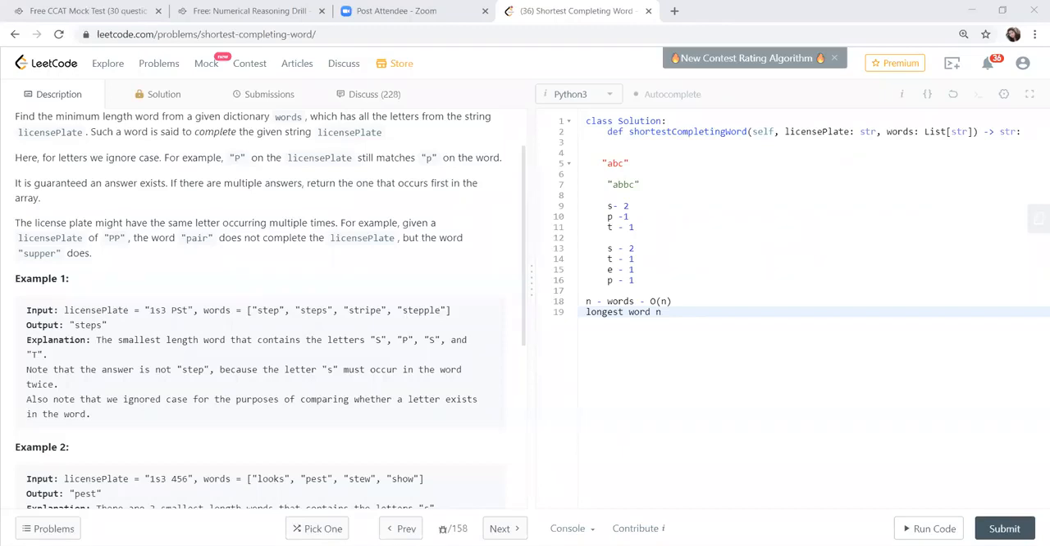I'm thinking of this approach, but I'm not sure if it's workable. Let's say I create a map where the key is a string, say 3 S, and the value is a list of all the words that have 3 S in them. I create a map like that. Then I look at the license plate and count the characters, look up the map to get lists of words, and then I just do the union of them.